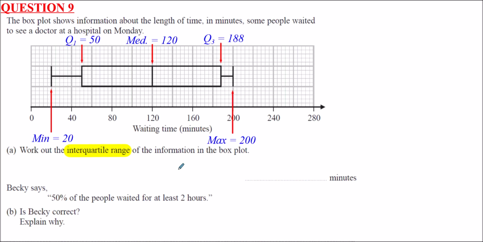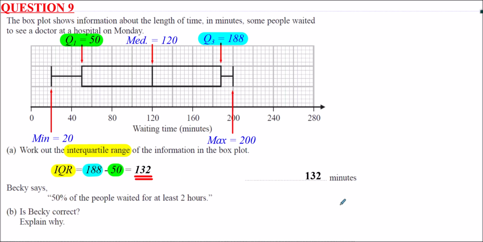The interquartile range is the difference between the upper quartile, 188, and the lower one, 50. So simply put, we do the upper take away the lower quartile, 188 take away 50, which gives us 132. So the interquartile range for part A is 132 minutes.